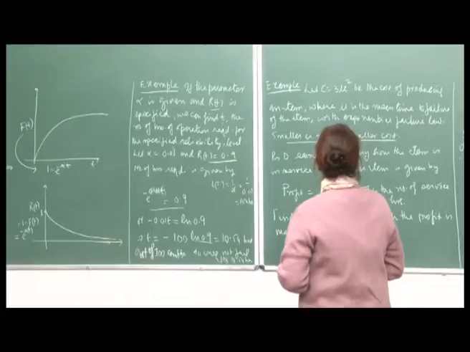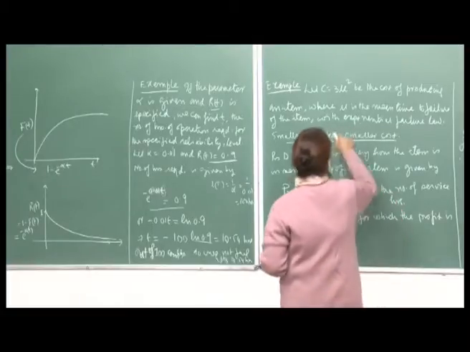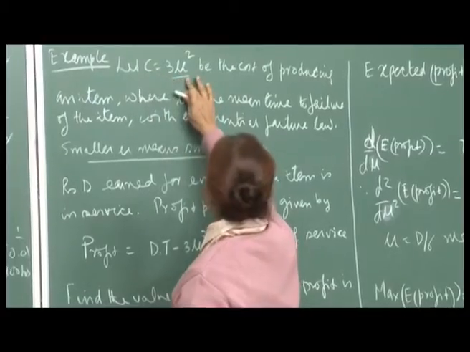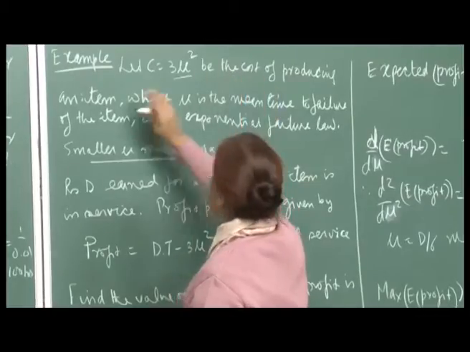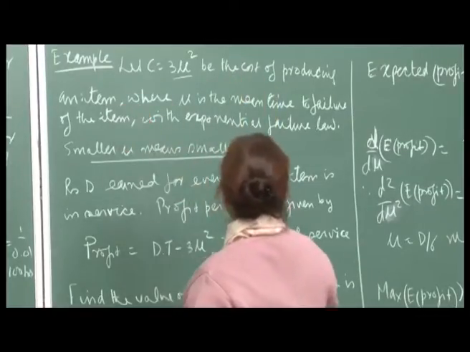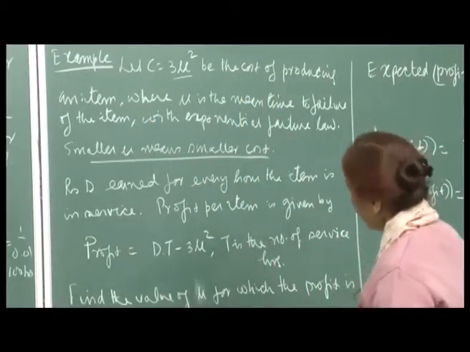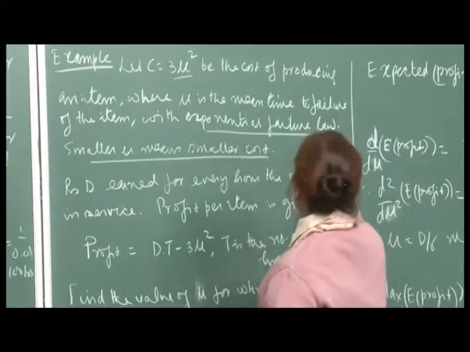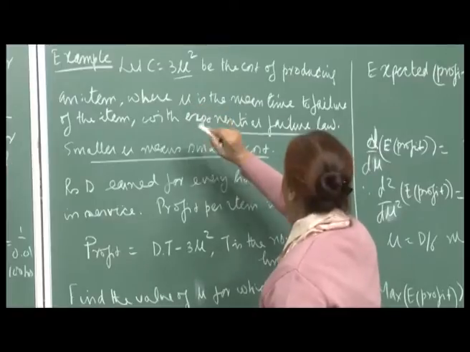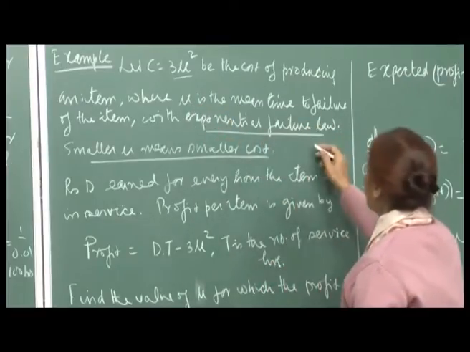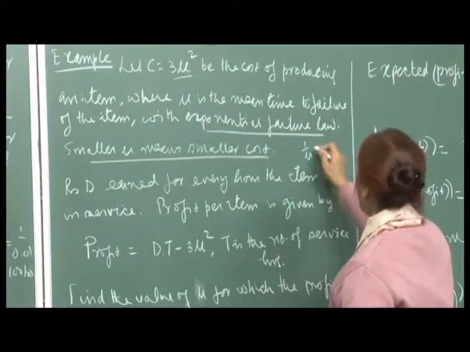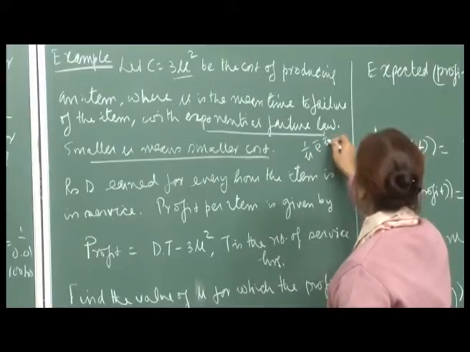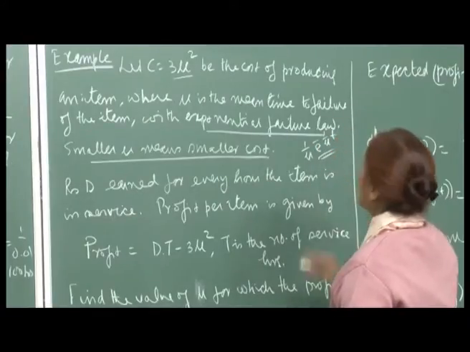Okay, let us look at another example. Here you are given the cost C in terms of mu. C is 3 mu square, the cost of producing an item, where mu is the mean time to failure. So again we are talking of an exponential failure law, and mu is the mean. Therefore, if mu is the mean, then remember the failure law would be e to the power minus 1 by mu t, right. This is what you have.